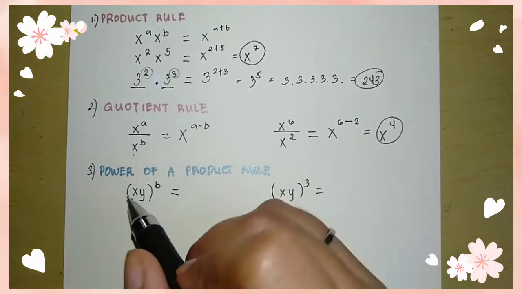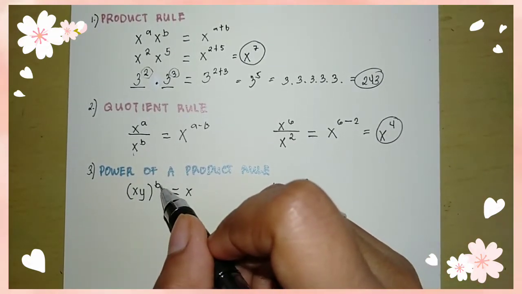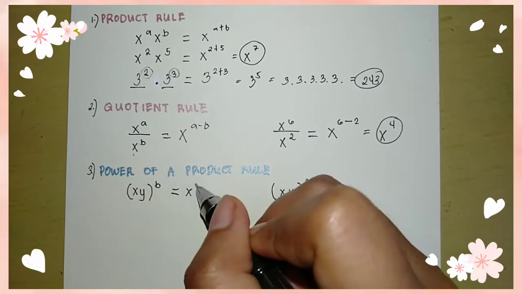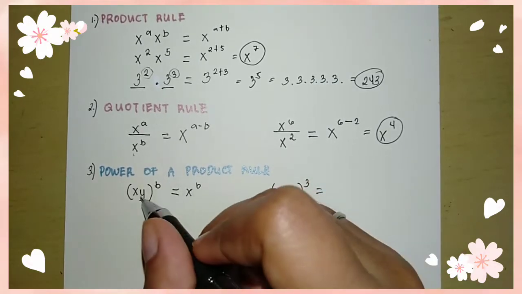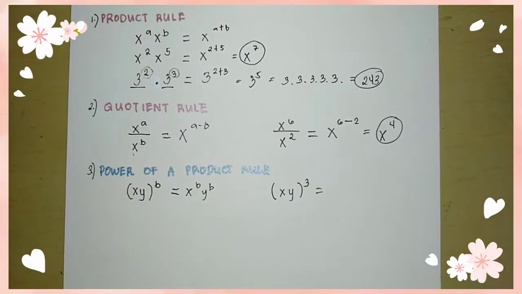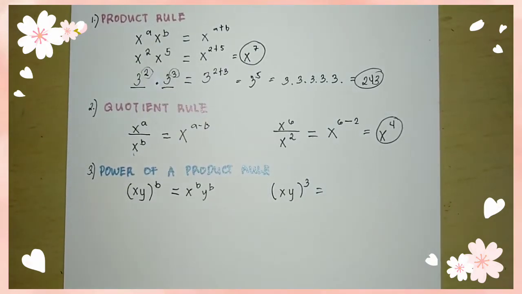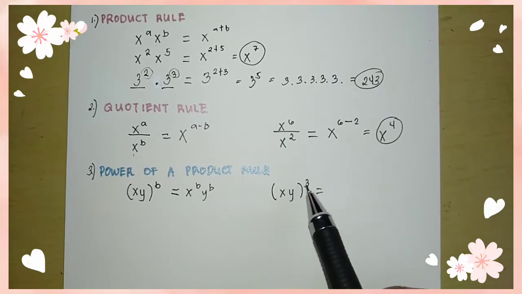So, like for example, we have x, so copy x. Since we have to distribute the exponent, so distribute natin. So, we have x raised to b, and then next one is y raised to b. So, ganun lamang kasimple ang power of a product rule. So, as you can see, magkaiba yung kanilang base. So, hindi pwedeng gamitan ito. Okay? For the next example, we have x times y raised to 3.